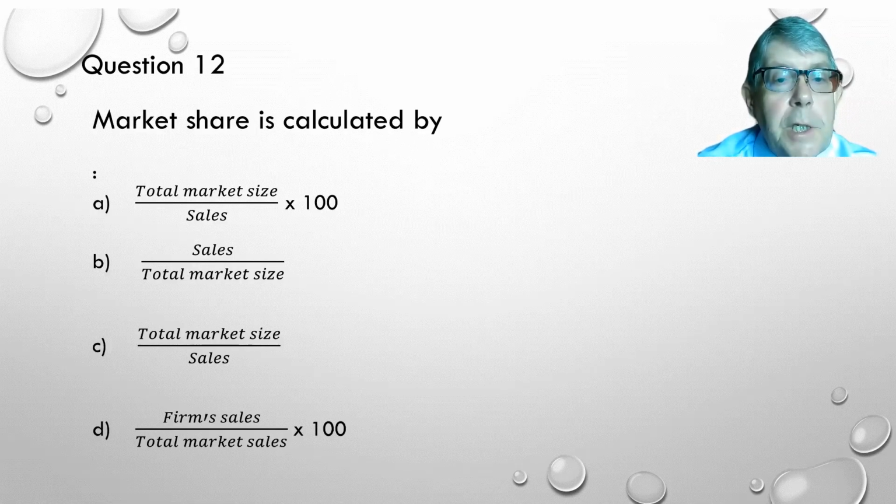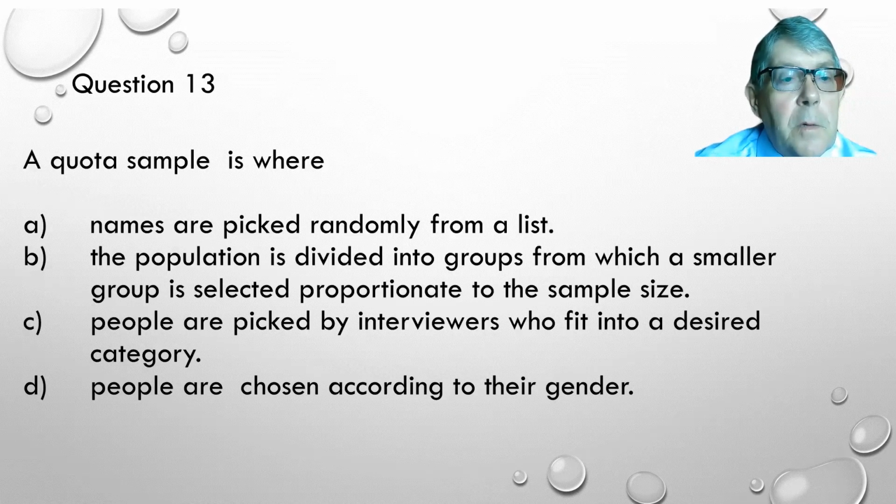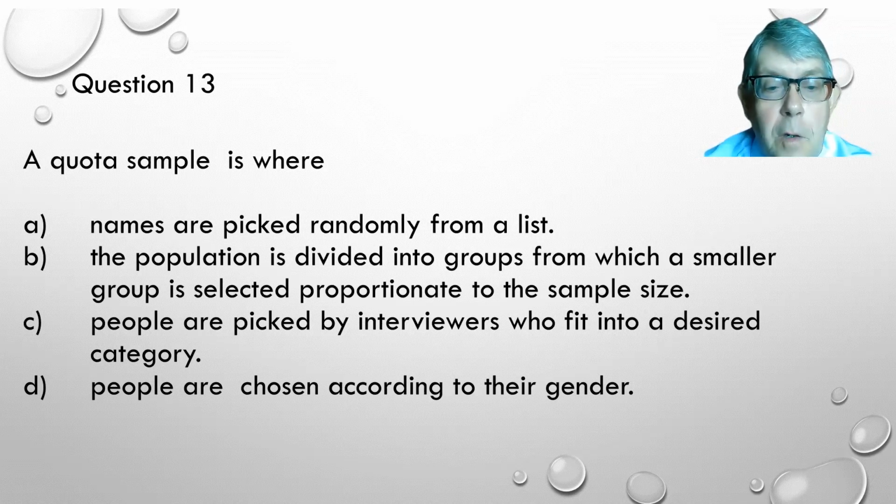Question 12. Market share is calculated by A, total market size divided by sales times 100. B, sales over total market size. C, total market size over sales. Or D, the firm's sales over total market sales times 100. Question 13. A quota sample is where A, names are picked randomly from a list. B, the population is divided into groups from which a smaller group is selected proportionate to the sample size. C, people are picked by interviewers who fit in a desired category. And D, people are chosen according to their gender.